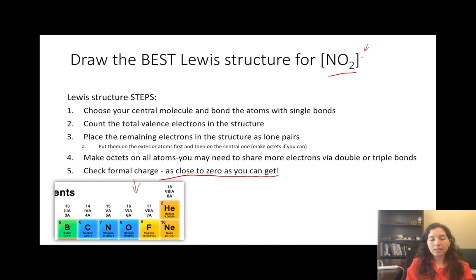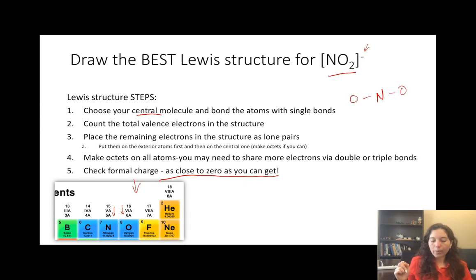Let's take a look at how to solve this problem. The first thing is that we need to find our central atom. If we look here, nitrogen, oxygen. Nitrogen is less electronegative because it's further away from fluorine in this case. That's an easy way to remember it. We've got 2 oxygens, so I'm just going to do this.